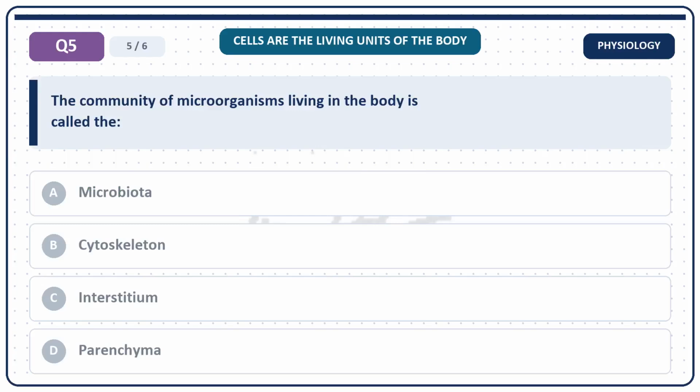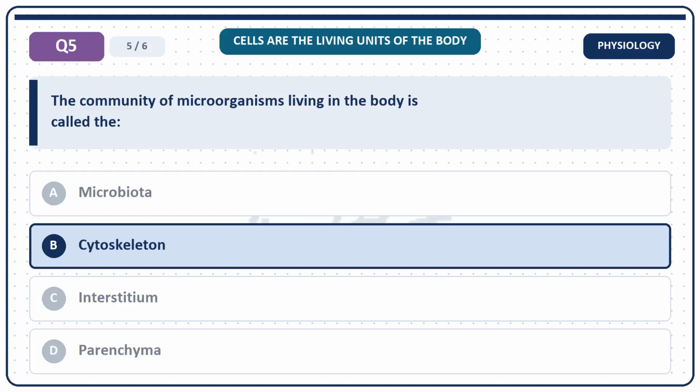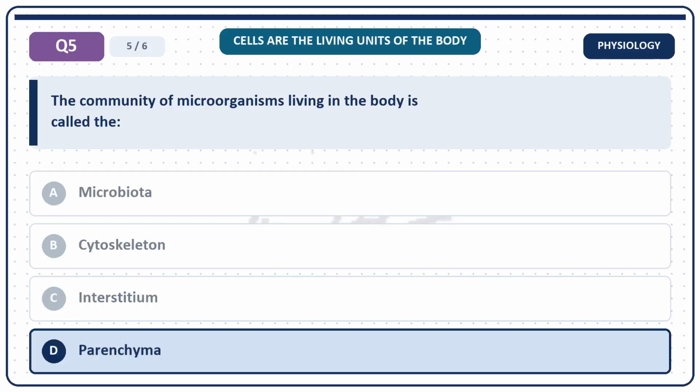Question 5. The community of microorganisms living in the body is called the Option A, microbiota. Option B, cytoskeleton. Option C, interstitium. Option D, parenchyma.